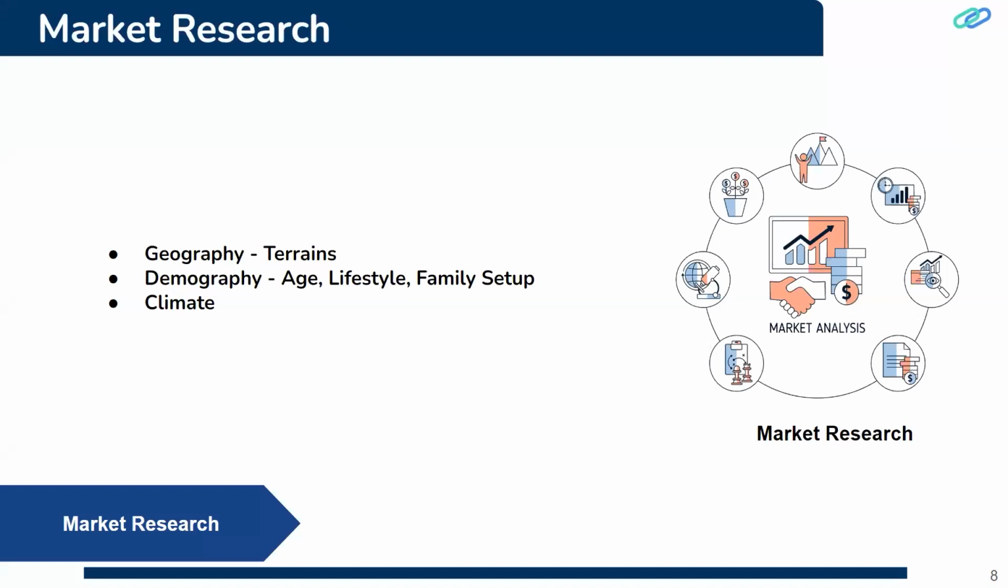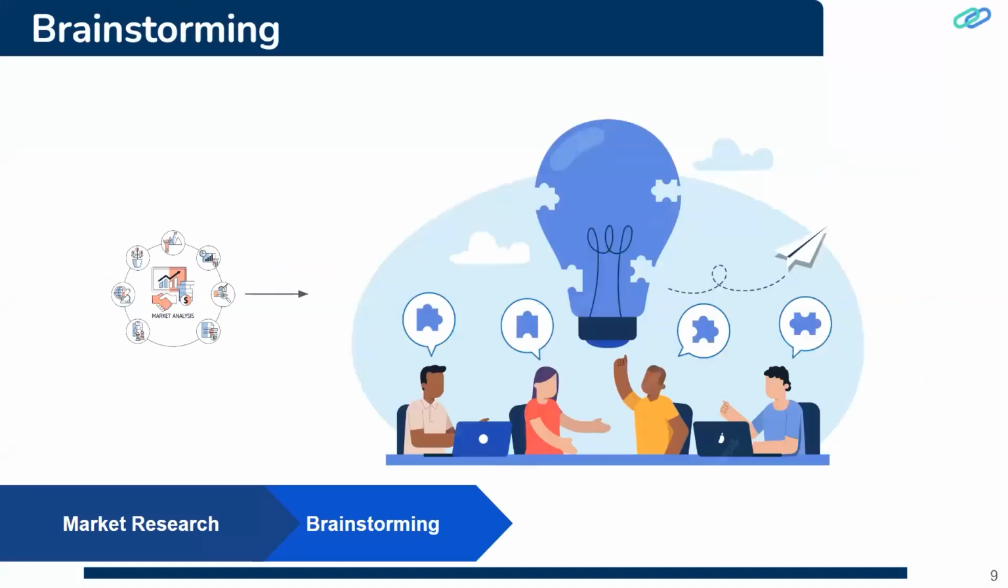All these things I'll understand, and then a group of people will sit together and do something called brainstorming. Brainstorming is a concept where like-minded people sit together and discuss the market analysis that has been done to develop a product. Wherever there is a need, wherever there is a problem, people will sit together and identify a solution for the problem.